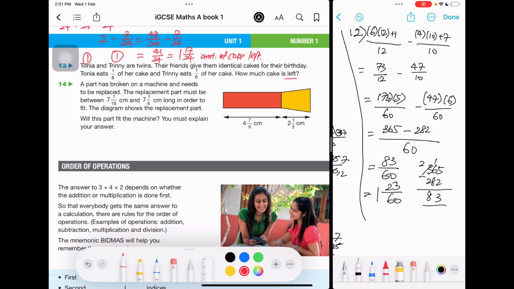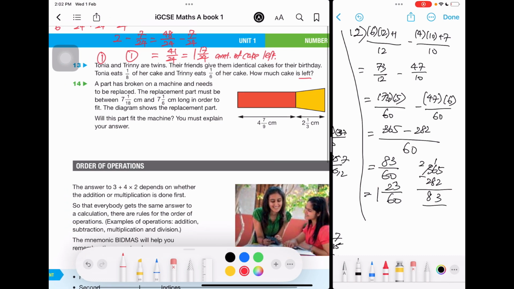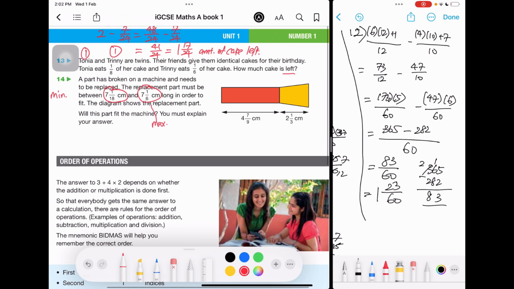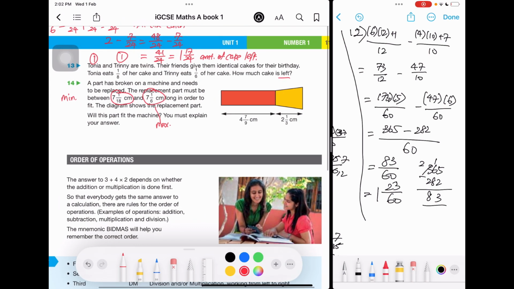Okay, so the replacement part must be between 7 1/18 and 7 1/6, somewhere along the length. 7 1/18 will be the minimum length, and 7 1/6 will be the maximum length. So we have the diagram on the right, given in red and yellow, as the replacement part. So is this going to fit into the machine?